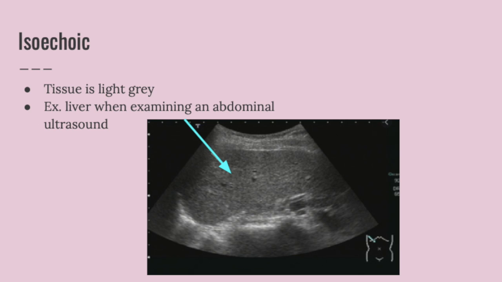Next, we are going to cover isoechoic tissue. Isoechoic tissues are homogeneous, and I believe they are the most difficult to see because they tend to blend in. Isoechoic structures appear light gray in grayscale. When performing an abdominal ultrasound, I would expect the liver to be isoechoic. You can examine the light gray tissue because of the surrounding hyperechoic tissue that appears white. As seen in this image, the blue arrow is pointing to the liver.